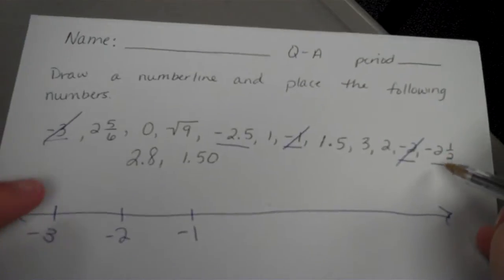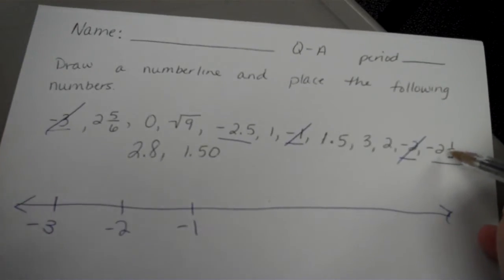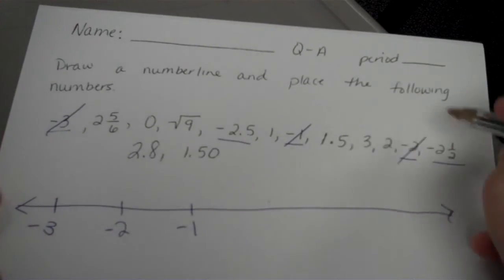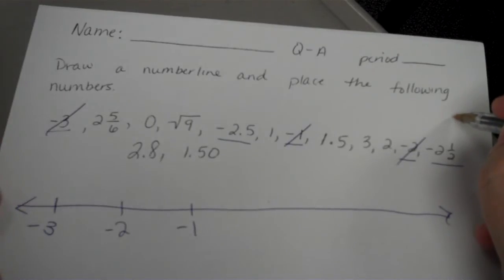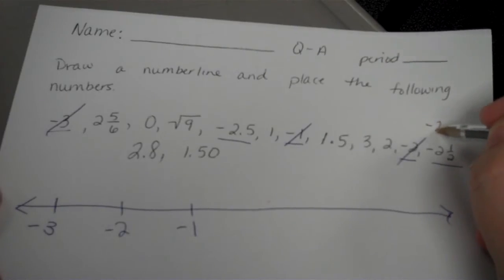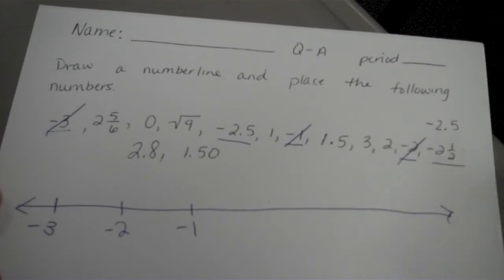All right, now I have to put in -2.5 and -2.5. Well, if I wanted to figure out what the decimal is for the half, I take 1 in my calculator, put 1 in first, divide it by 2, so it's 0.5. So really, this is just another way of saying -2.5.